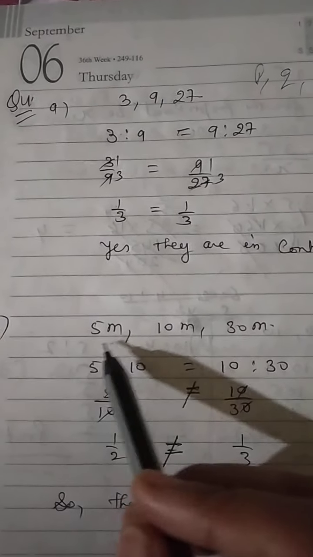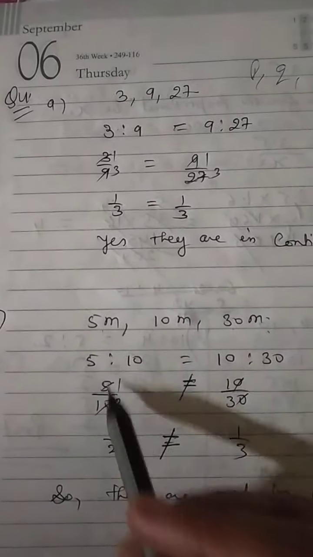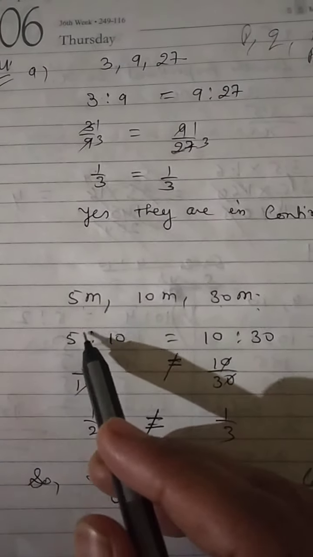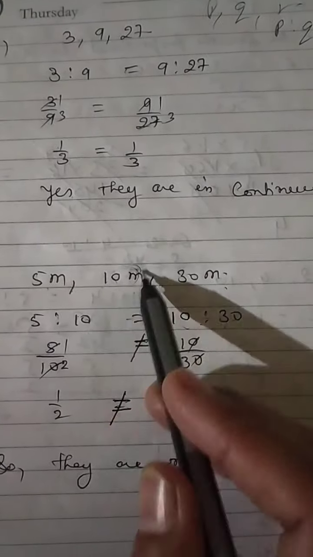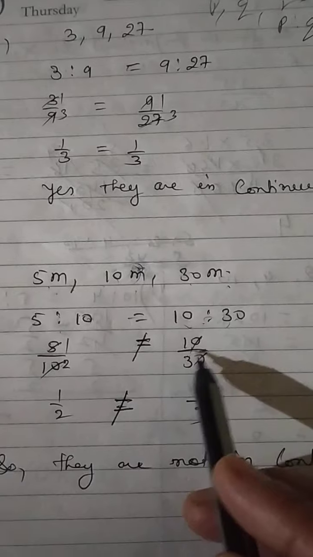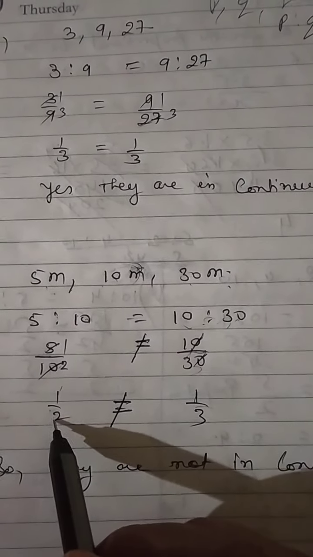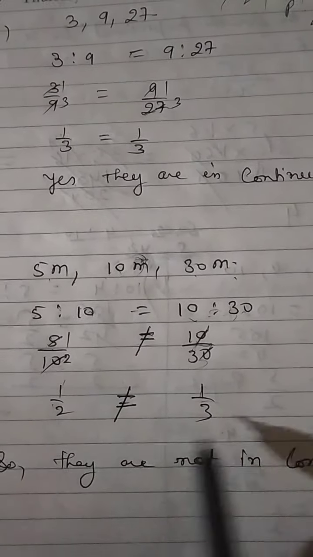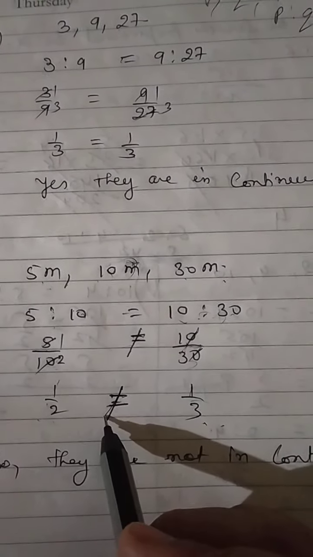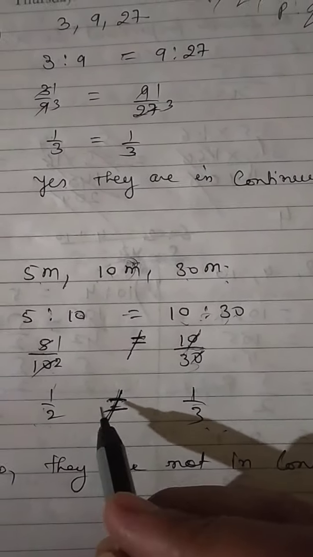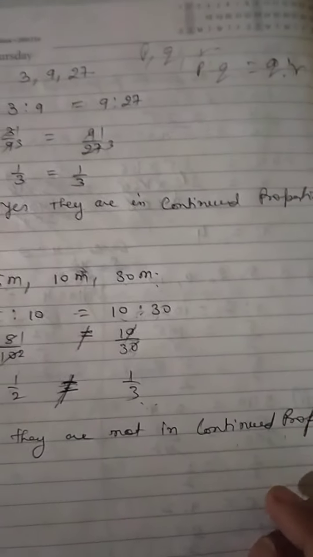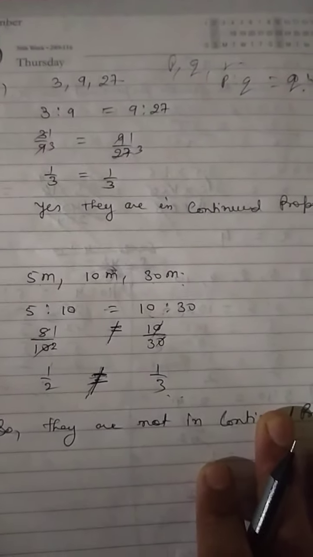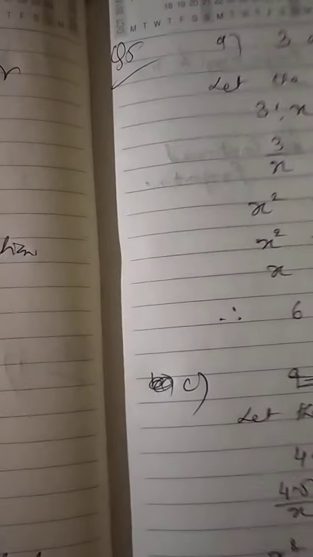Okay, next B number: 5 meter, 10 meter, 30 meter. We have to check whether it is in continued proportion or not. So 5 is to 10 is equal to 10 is to 30. This will be common for both. Now 5 by 10 is equal to 10 by 30. So let's check: 10 by 30 is 1 by 3, and this side 5 by 10 is 1 by 2. Both are not equal, so we will give the sign of unequal. So they are not in continued proportion, and we will write it. Now C and D are your work, you have to do them.